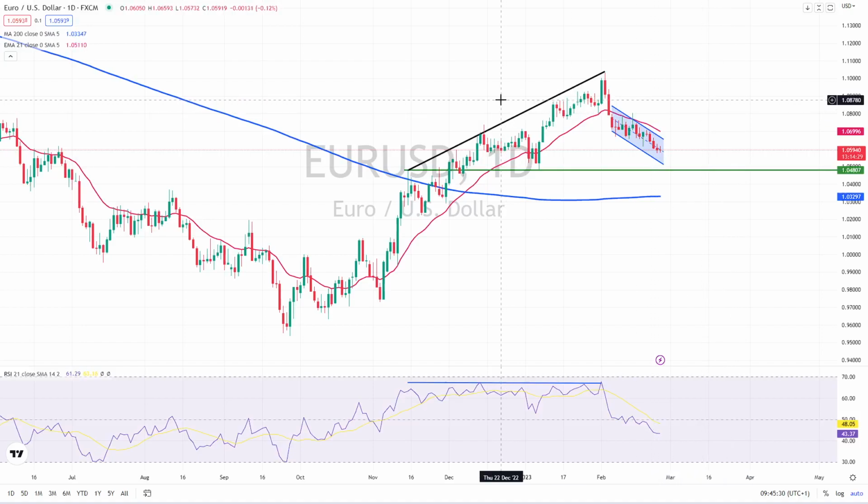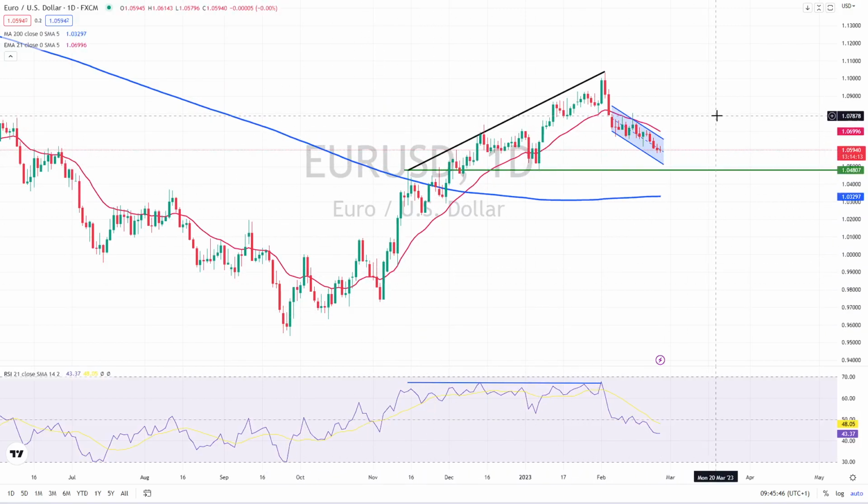Let's start with the euro-dollar pair. As you can see from the chart, the long-term uptrend remains intact as the pair has been posting higher highs and higher lows, which is really evident from this long-term chart.